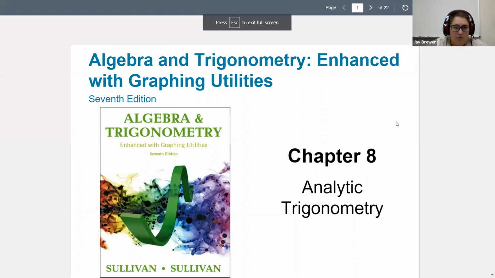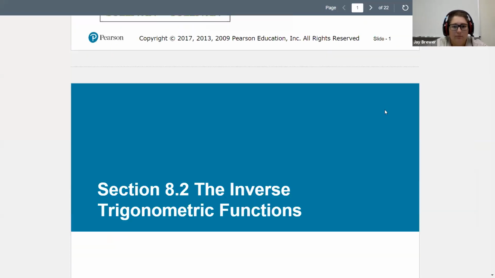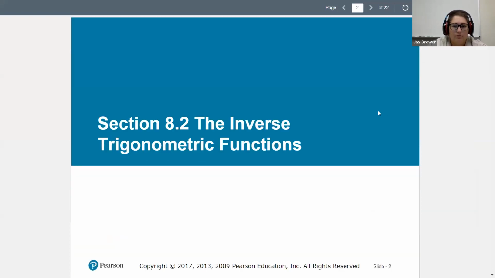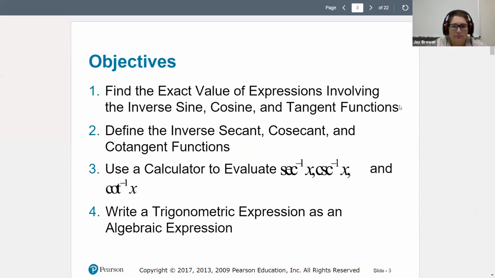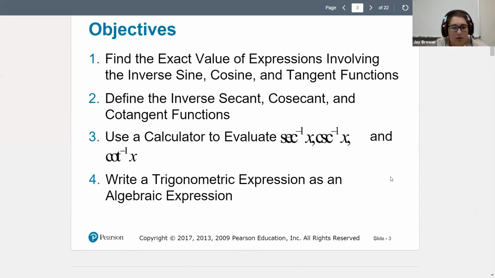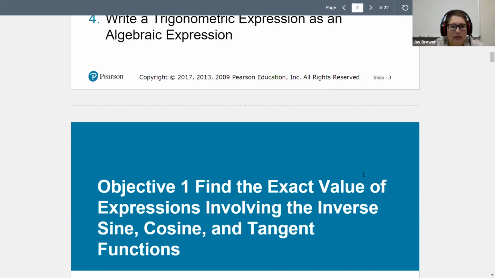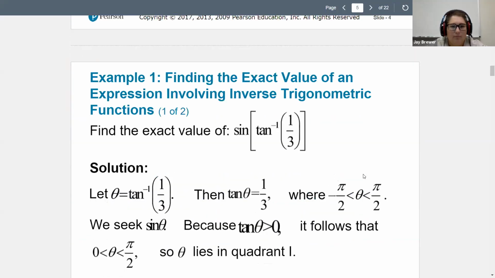Okay, so we're looking at 8.2 now. The inverse trig functions, apparently, still. All right, so we're going to find the values of expressions involving inverse sine, cosine, tangent functions. We're also going to define the inverse secant, cosecant, and cotangent functions. And then we're going to use a calculator to help us do all of those. And then we will also write trig expressions as algebraic expressions, right?